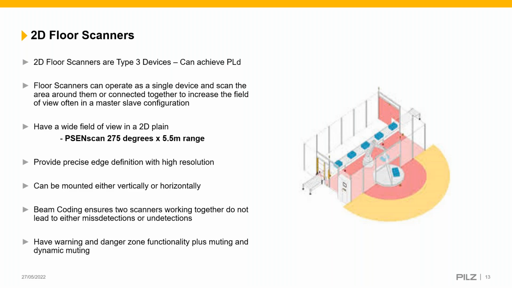And you can see from the picture on the right, they have the functionality for warning zones and danger zones. So what that is, the amber area would detect that somebody's coming towards the danger zone, and then the red zone is where you would shut the light curtain off.